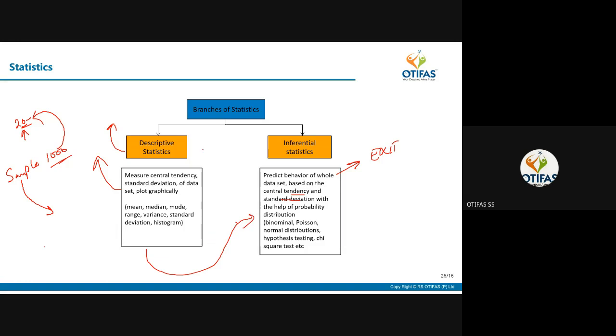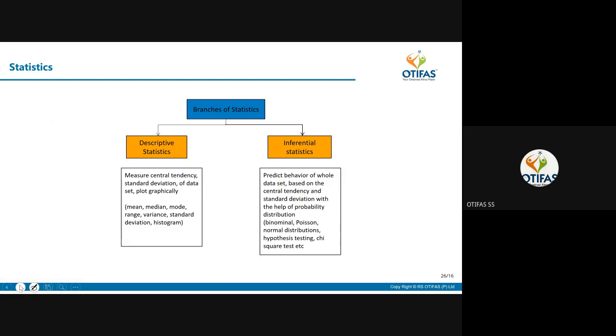That's all about inferential. When you predict, there is always a probability. You cannot predict 100%. You call it probability or you call it chance, whatever it may be, there is a chance and a probability associated with your answer. You cannot say 100% right. So that is inferential statistics.